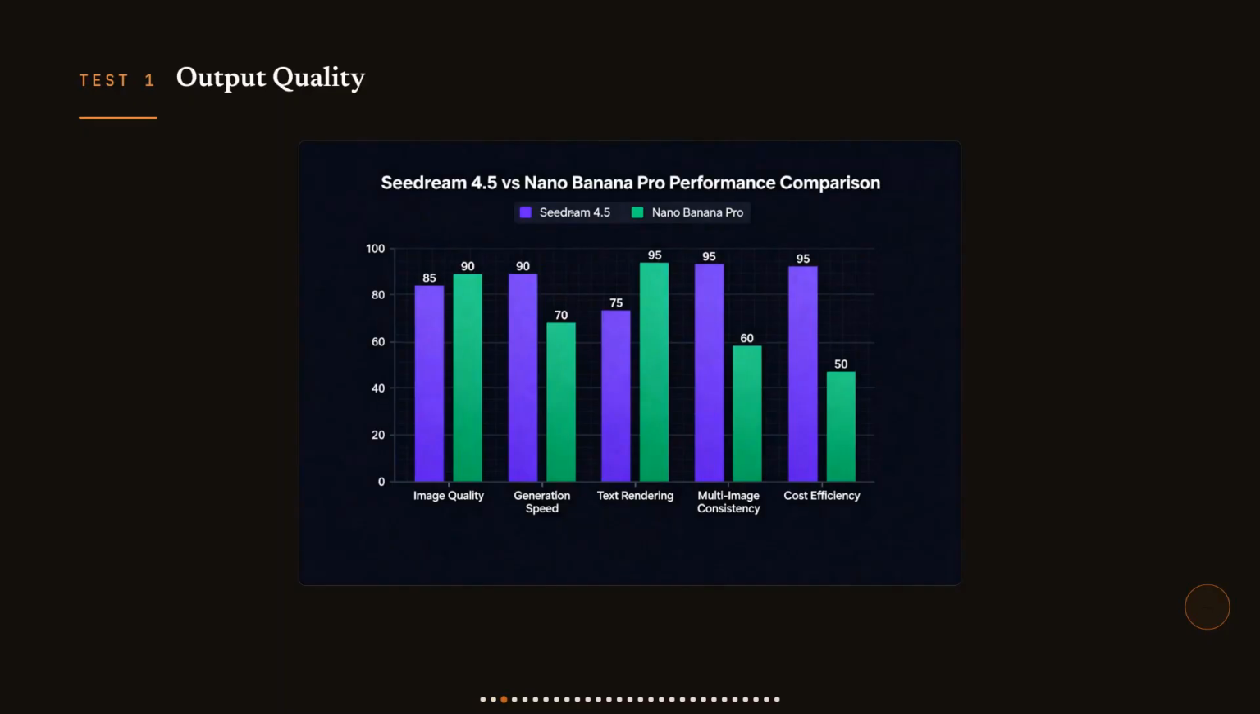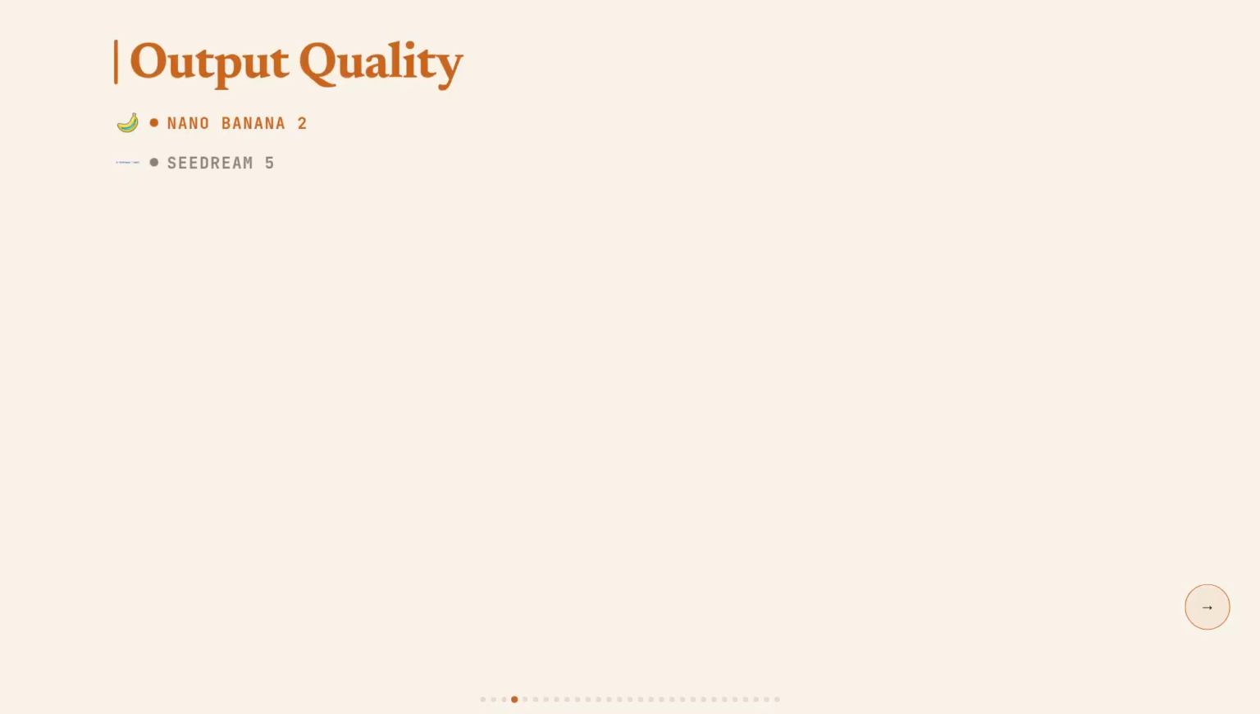Test 1, Generation Speed. Picture 50 product shots due tomorrow morning, and the model you picked takes twice as long as it should. That's the real cost of getting this test wrong, a blown deadline while you sit there watching a progress bar. On speed, Nano Banana 2 takes the win.